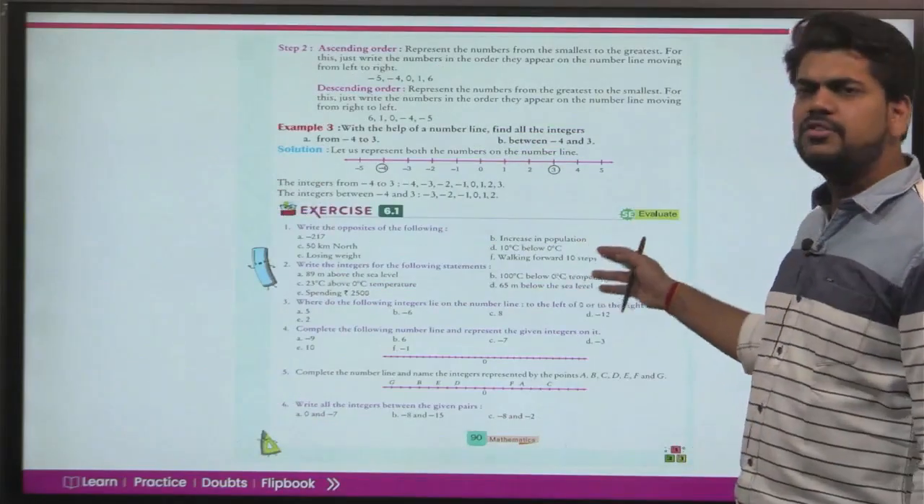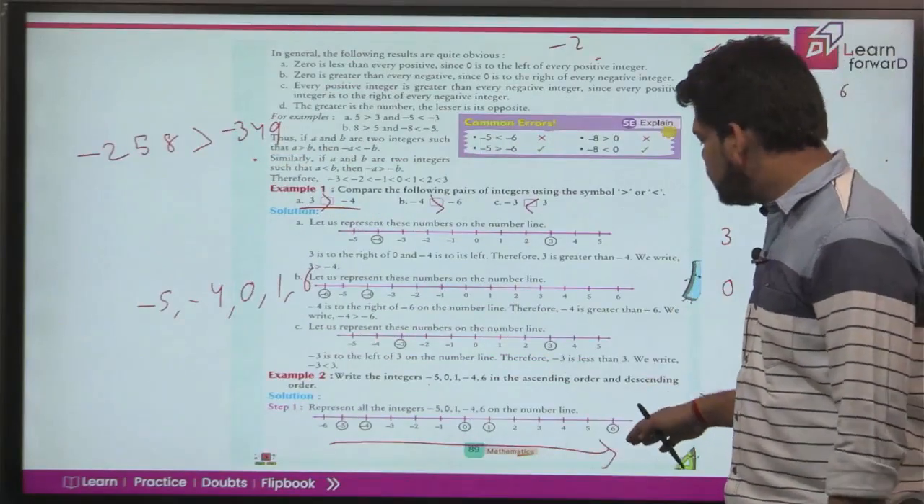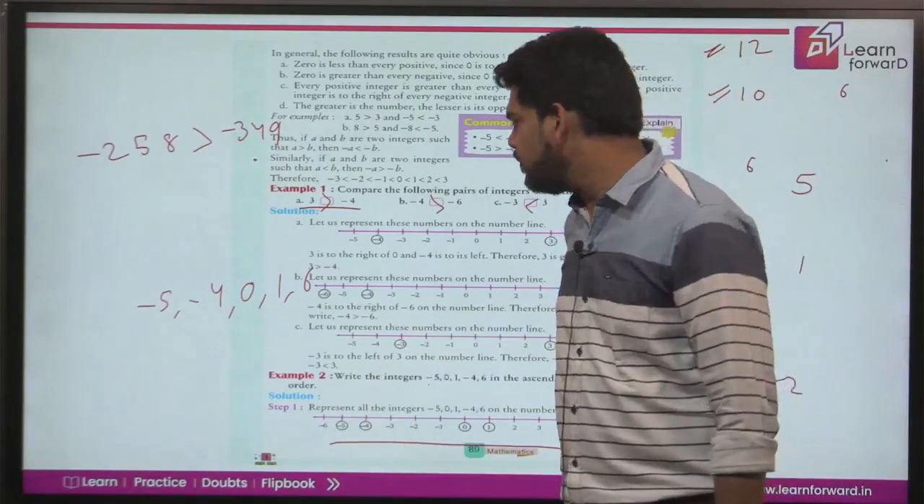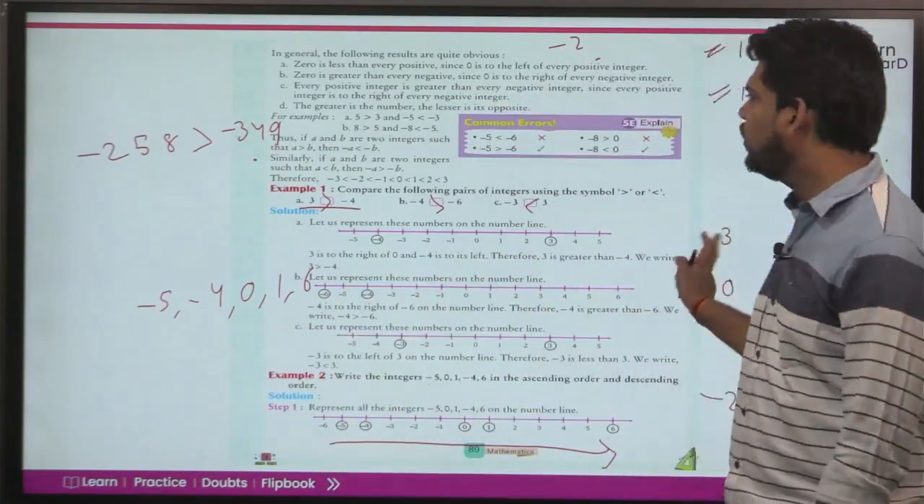And if the question asks you to arrange it in descending order, you will just simply flip your answer. 6, 1, 0, minus 4, minus 5. The answer will be descending order.